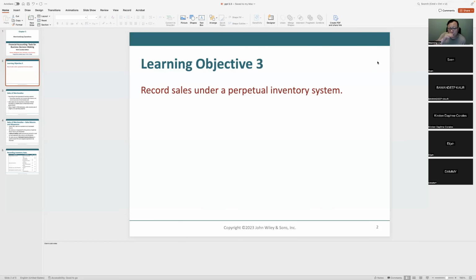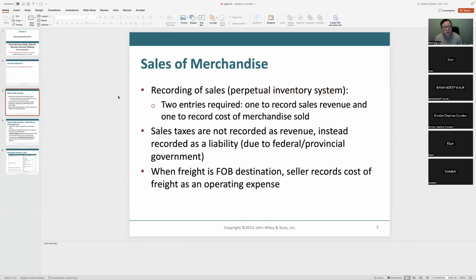Learning objective number 3 is about recording sales under a perpetual inventory system. Sales of merchandise. If it's a perpetual inventory system, remember I talked about this.